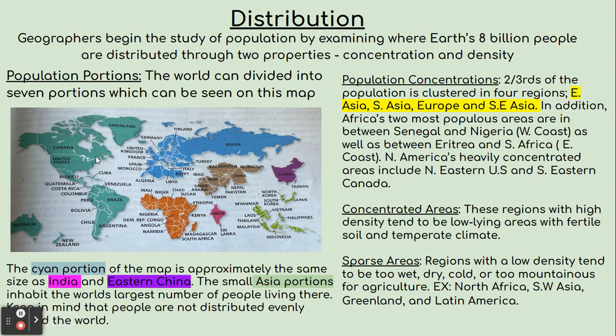These concentrated areas tend to be low-lying areas with fertile soil and temperate climate, attracting human beings to live there as they can practice activities such as agriculture. Sparsely inhabited areas, though, are too wet, too dry, too cold, or too mountainous for agriculture, which is why people avoid these areas. Examples of these areas can be seen in North Africa and Southwest Asia, which are areas that are too dry, Greenland, which is near the northern hemisphere where it's too cold, and Latin America, where countries such as Chile are too mountainous, or areas near Colombia and Venezuela are too wet.